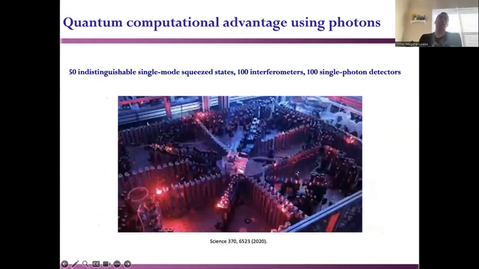So recently, people have been using these ideas to build quantum computers. For example, we have this experiment that was performed by a Chinese university back in 2020, where they used 15 indistinguishable modes, 100 interferometers, and 100 detectors. And they used this experiment to demonstrate boson sampling, which is like a more universal form of quantum random walks.